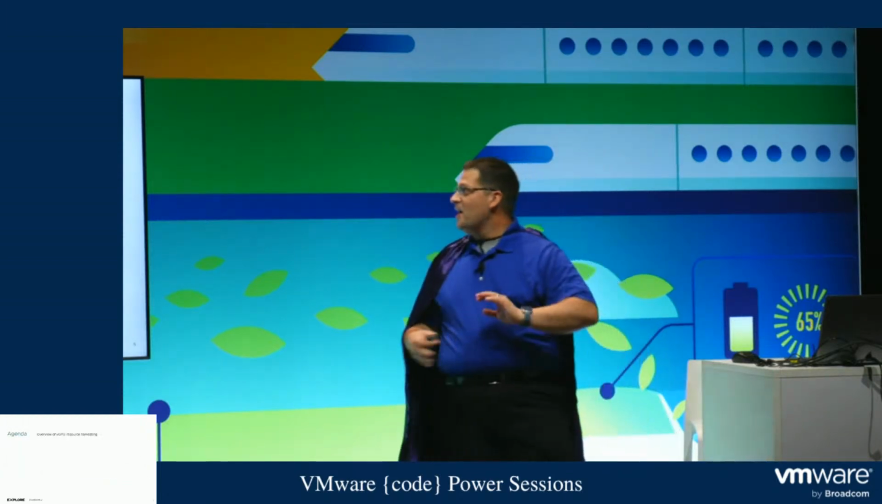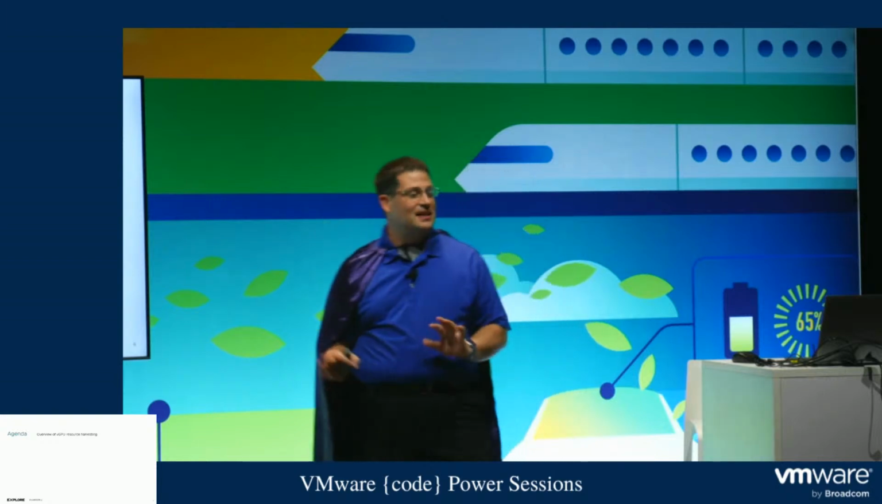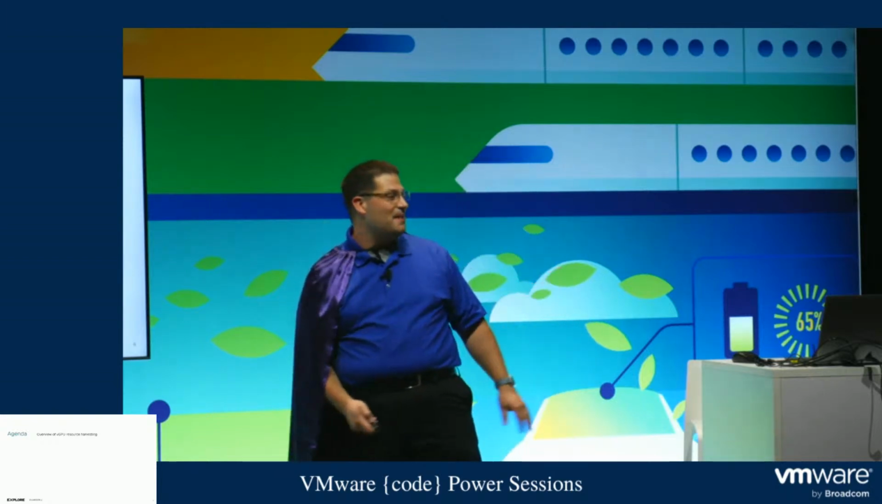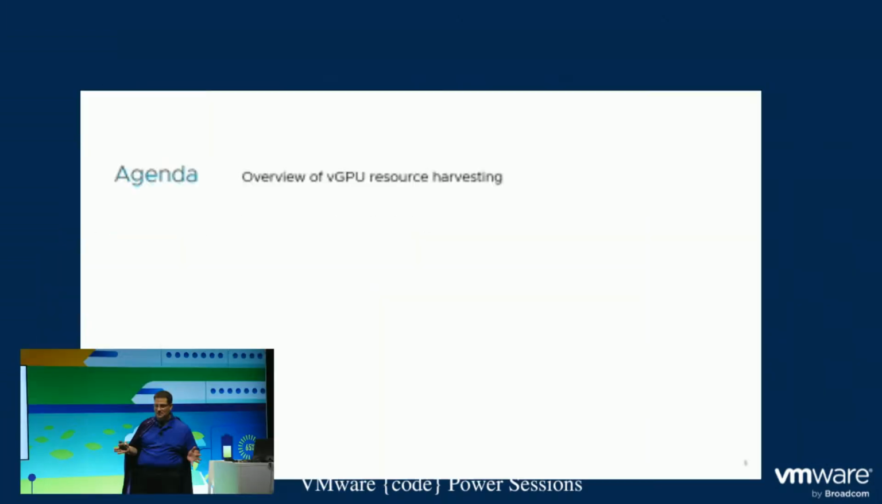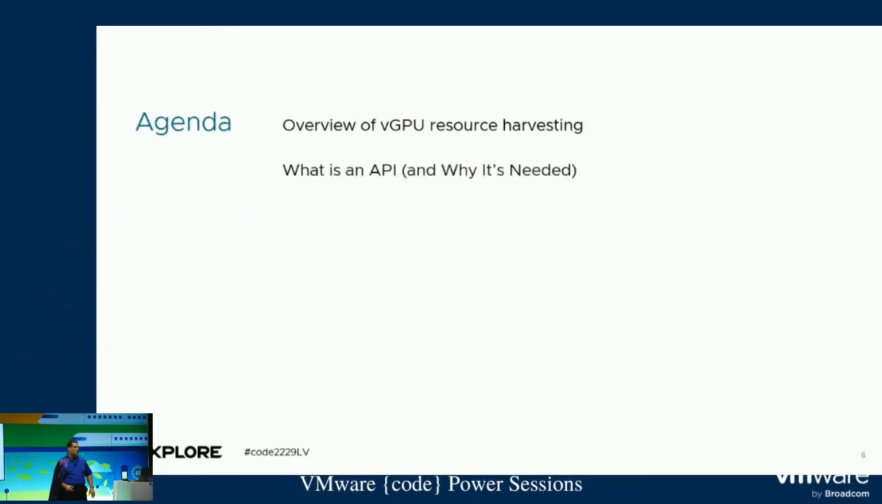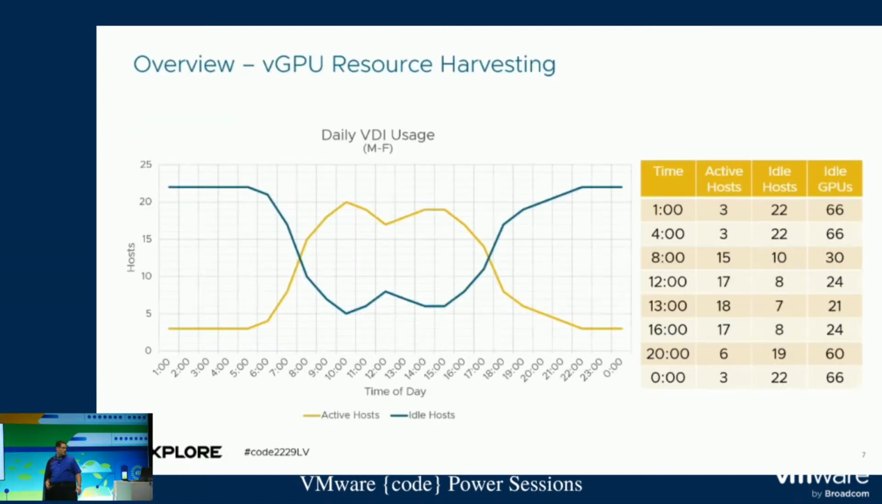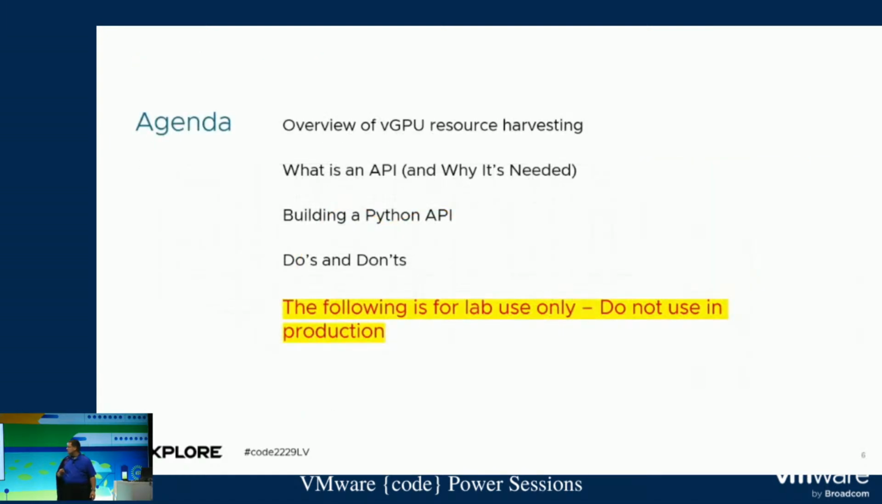So, the agenda. When we were looking at this as an API, it was an overview of what vGPU resource harvesting is and why it's important. We'll still touch on that, even though I've done those quite a bit. What an API is and why it's needed. How you go about building a Python API. It's actually really simple, except for a couple of things, and we'll talk about that here in a second. Some do's and don'ts.